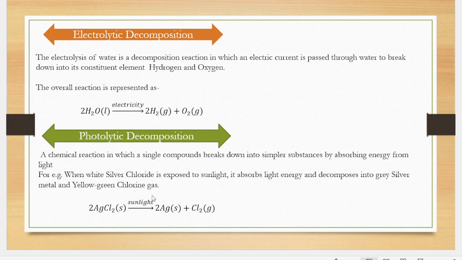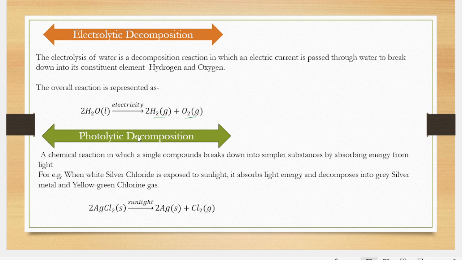Next one is the electrolytic decomposition. It is also called your electrolysis of water. The electrolysis of water is a decomposition reaction in which an electric current is passed through water to break it down into its constituent elements, that is hydrogen and oxygen. In this type of reaction, the electrolytic decomposition, electricity is passed. This decomposition takes place on passing electricity. When electricity is passed in water, it breaks down to hydrogen and oxygen.